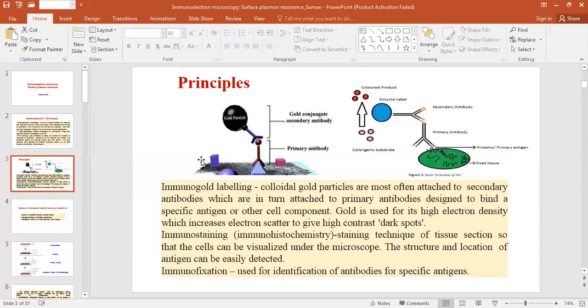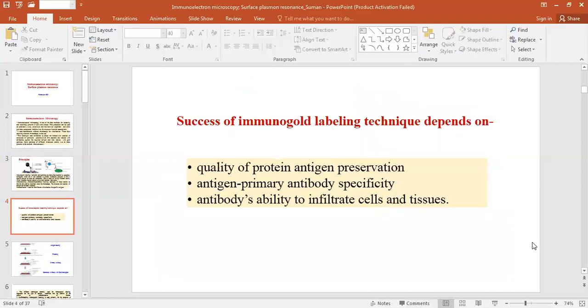So another method is used here, which is known as immunofixation. Immunofixation is the method that is used for the identification of antibodies for a specific antigen. So that method is known as the immunofixation process. So here, the success of the immunogold labeling technique. How is the immunogold labeling technique helping in detecting the antibodies via the immunoelectron microscopy technique? It depends on these three parameters.